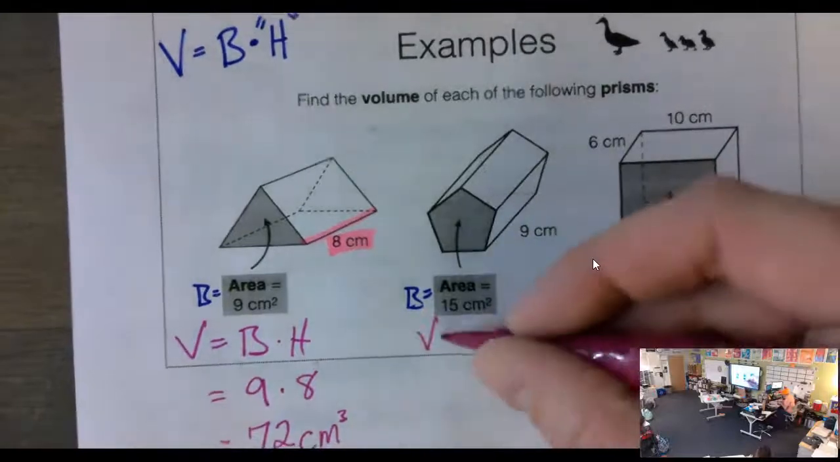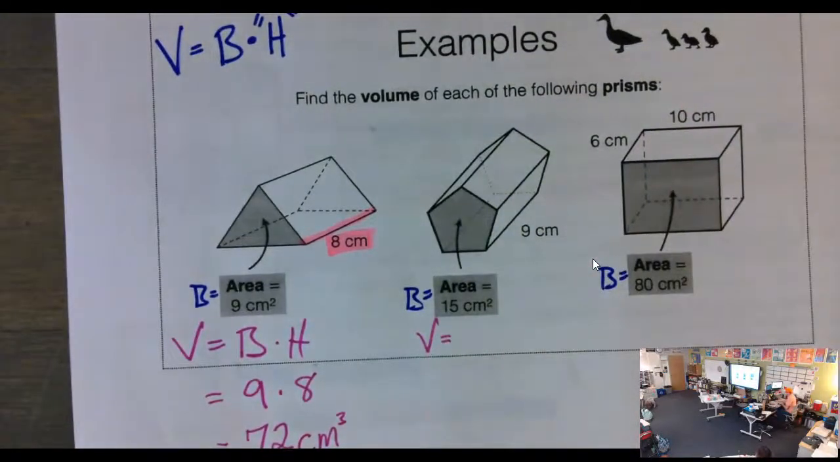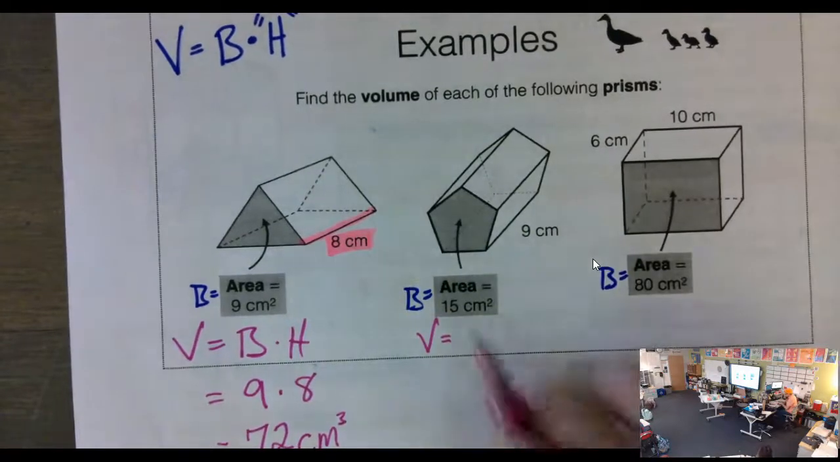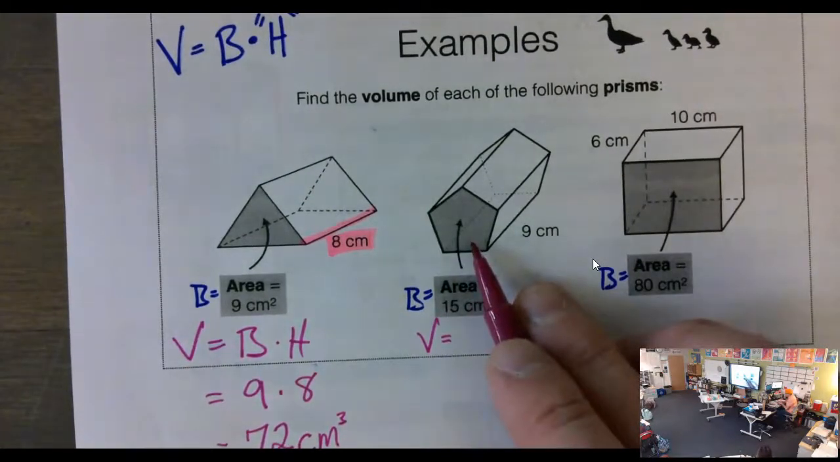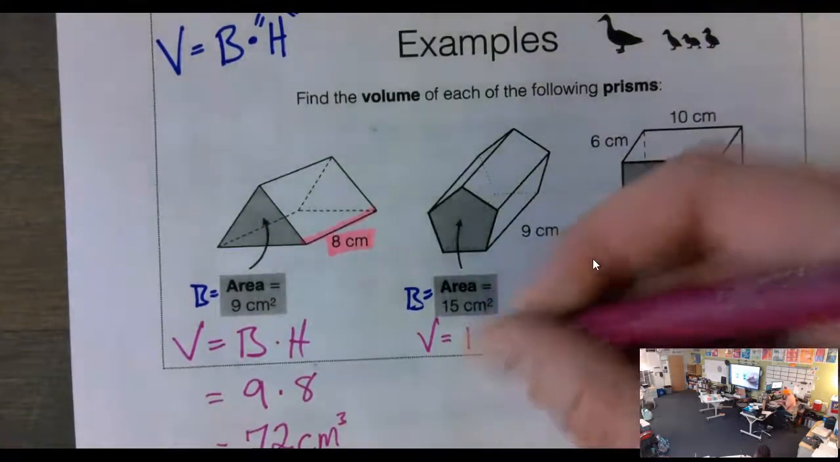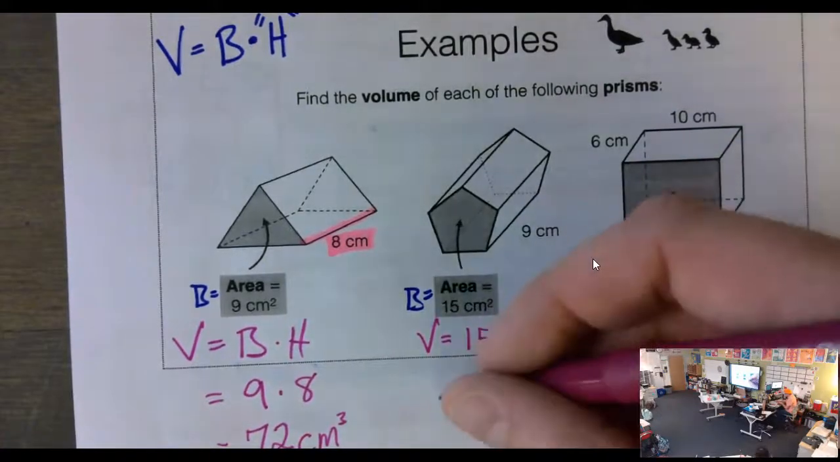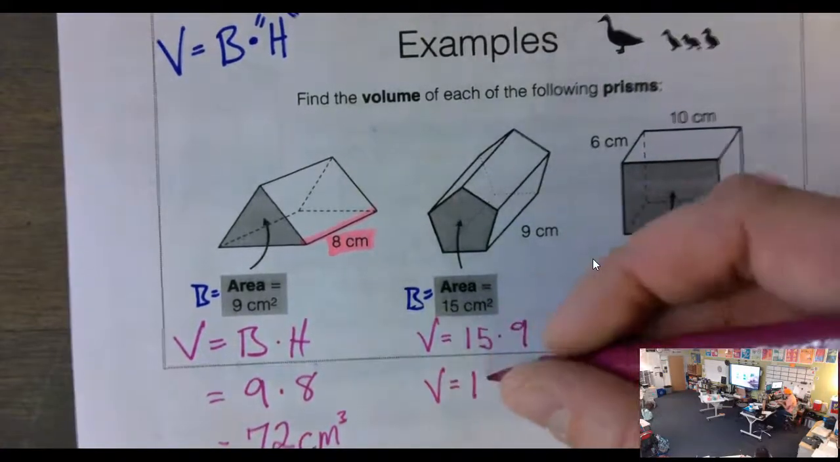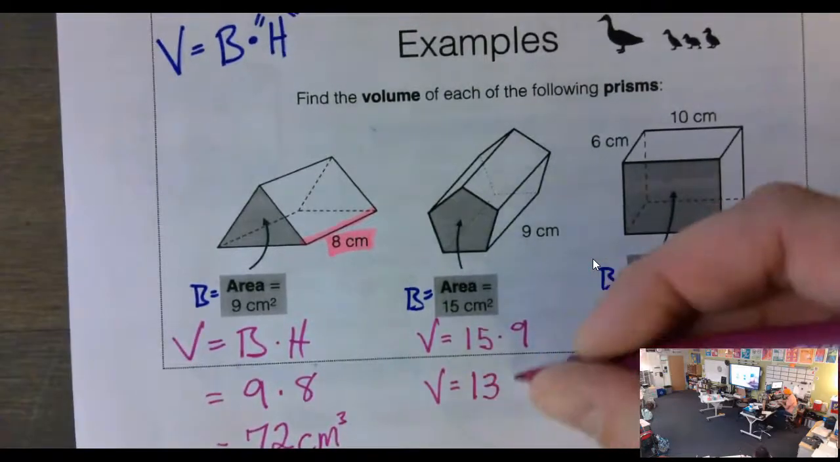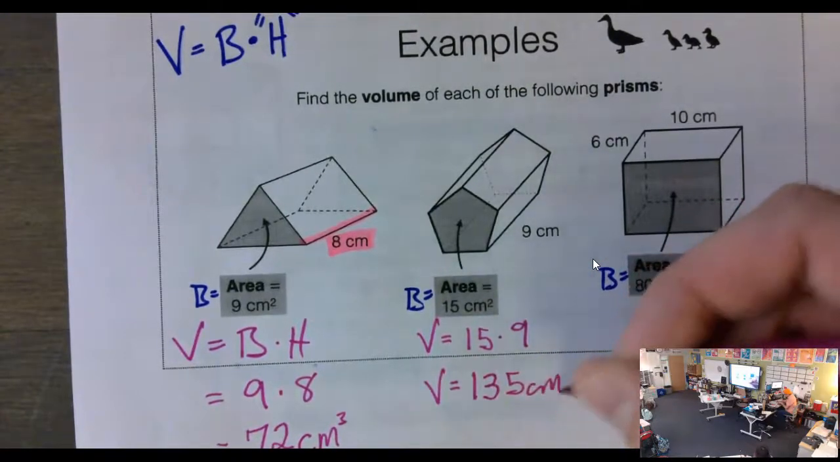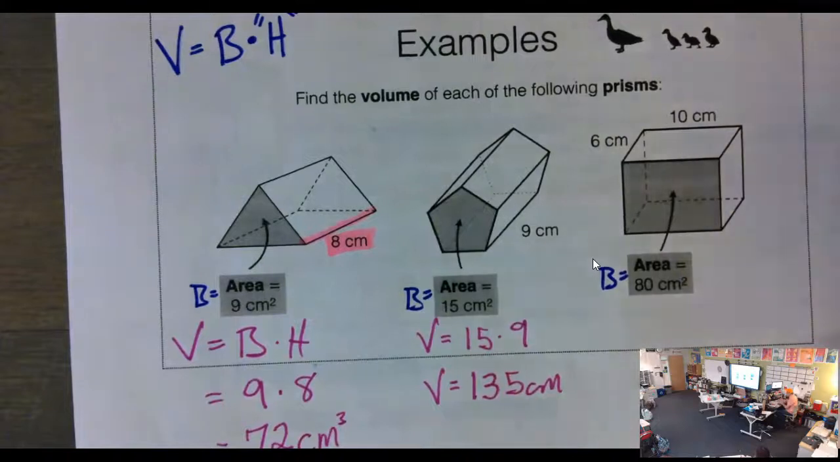All right, again, volume is big B times H. If we know big B, we can just jump right to that multiplication. They give us big B because we don't really know how to solve a pentagon. So our big B here is 15. What's our height here? 9. And we get a volume of 135 centimeters cubed because it's volume.